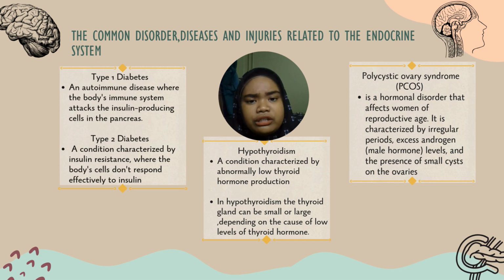Hypothyroidism is a condition characterized by abnormally low thyroid hormone production. In hypothyroidism, the thyroid gland can be small or large depending on the cause of the low level of thyroid hormone. Next, polycystic ovary syndrome or PCOS is a hormonal disorder that affects women of reproductive age. It is characterized by irregular periods, excess androgen level, which is a male hormone, and the presence of small cysts on the ovary.